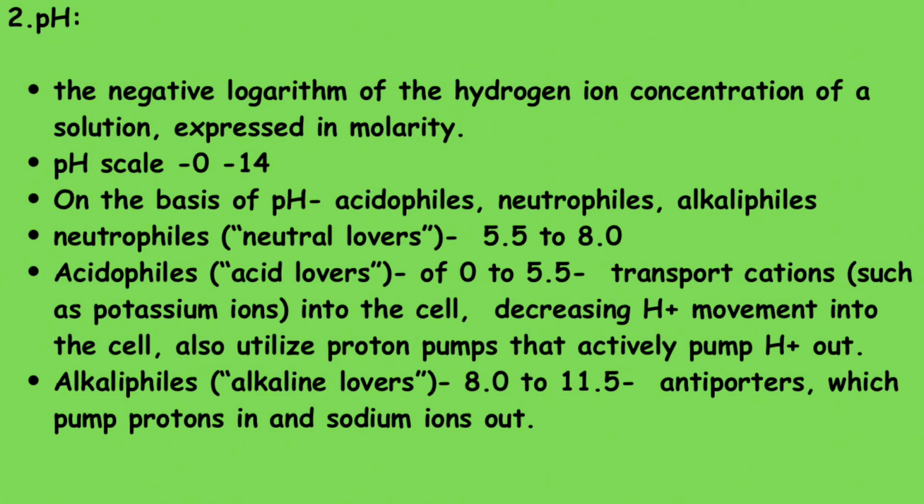Okay. Then there are alkaliphiles, that is alkaline lovers. Their environmental pH range is 8 to 11.5. These organisms need to pump protons inside in order to maintain the pH of their cytoplasm. So they make use of antiporters that pump protons inside and sodium ions outside.